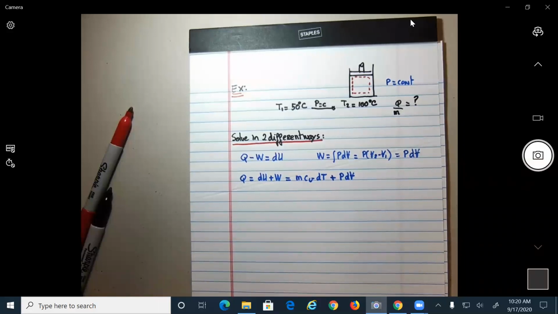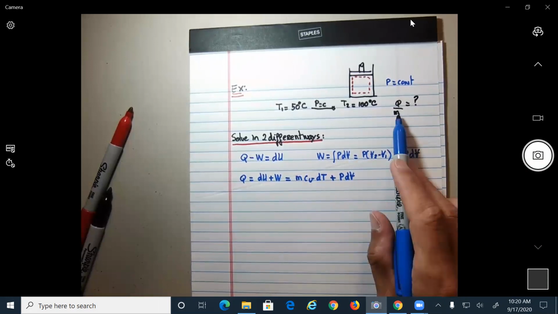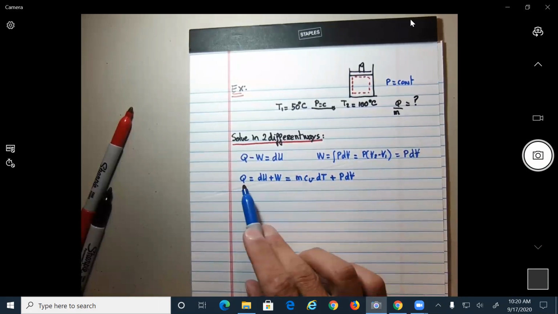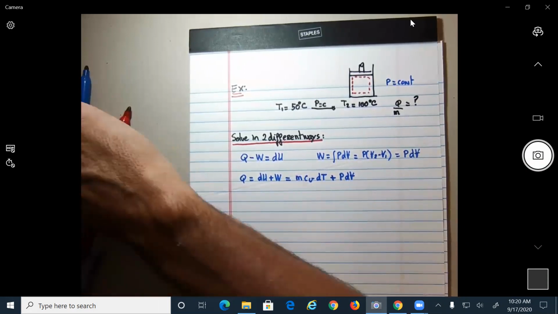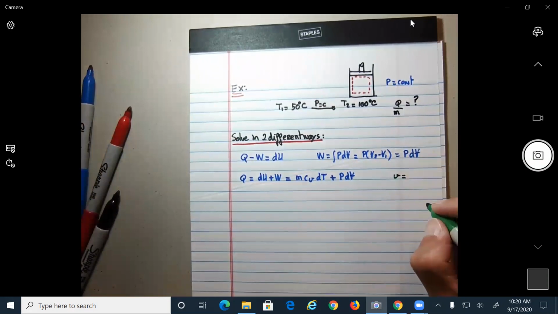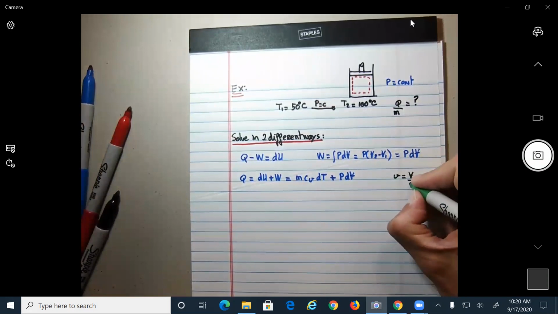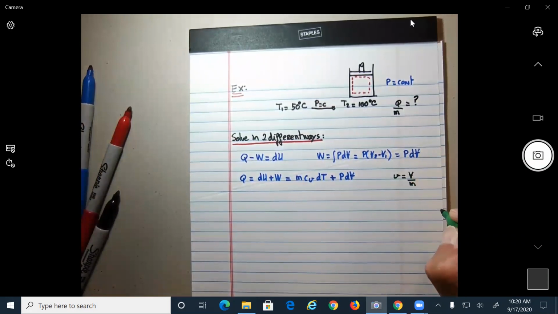All right, so over here we need to solve for Q per unit mass, Q over M. So we have this M here, but let's see what we can do. Do you remember what is the definition of specific volume? Every time you have the term specific, it means per unit mass. So this will be volume over mass.